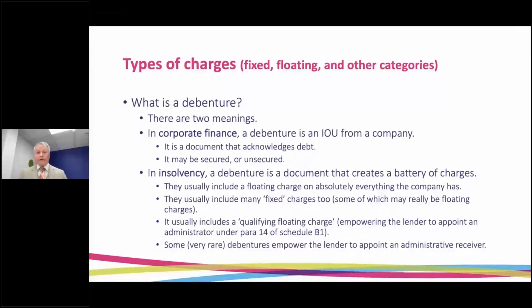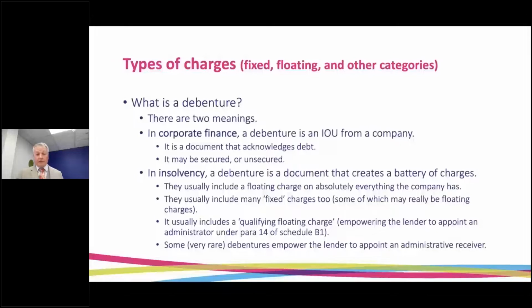When talking about floating charges, we often talk about debentures as well. And as with almost everything that I'm talking about today, debenture also has two meanings. In the world of corporate finance, a debenture describes an IOU from a company. It is a written document that acknowledges a debt that the company owes. And debentures can actually be secured or unsecured. I've recently been advising on a situation where there is a deferred debenture which actually gives priority to the unsecured creditors. Unusual, but in some cases it's a useful tool.